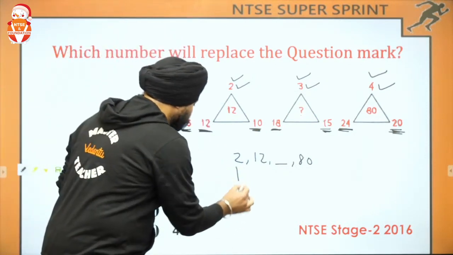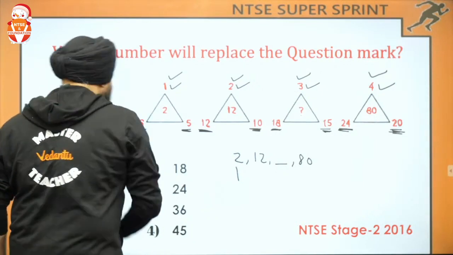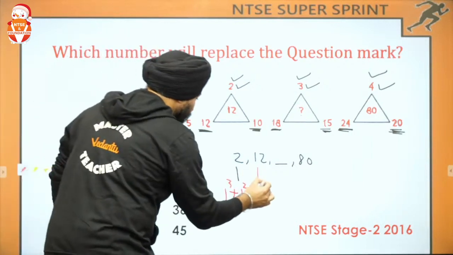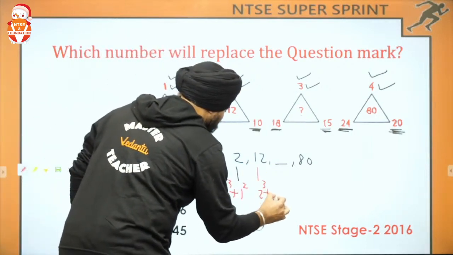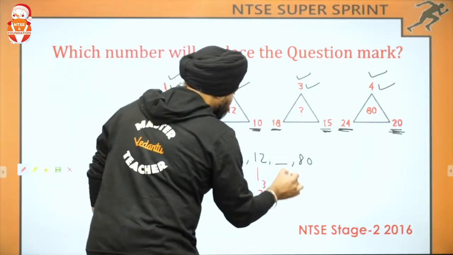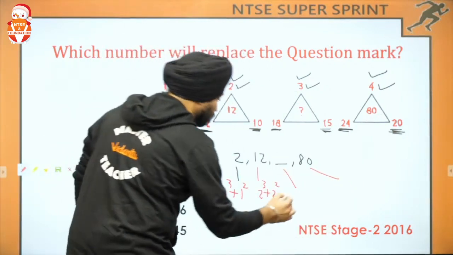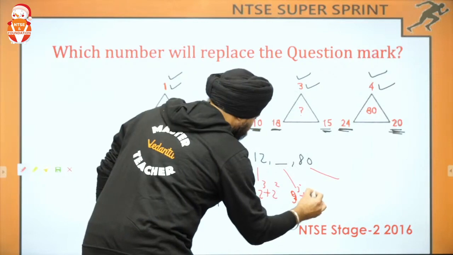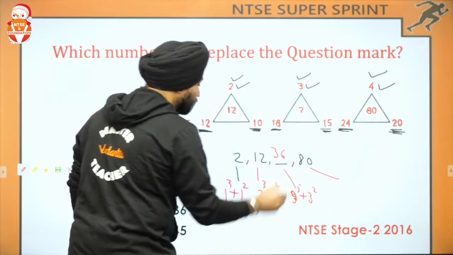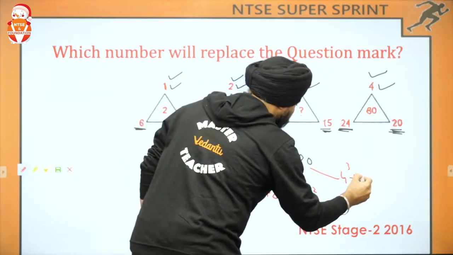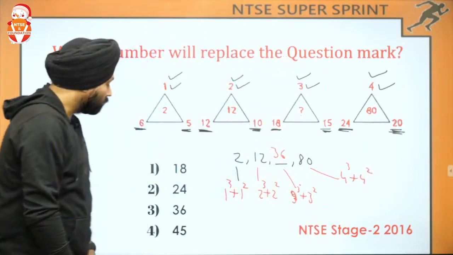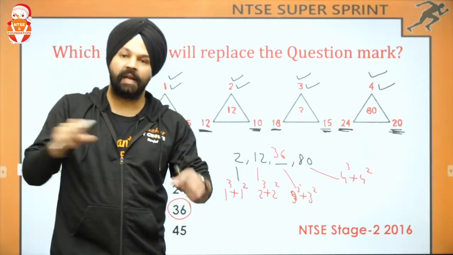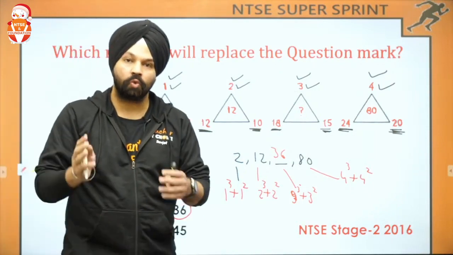So what is 2? It is 1 cube plus 1 square. What is 12? 2 cube is 8, 2 square is 4. Leaving this for a while, 80 has to be 4 cube plus 4 square, and the missing one is 3 cube plus 3 square, which means 36. So do I have 36 in the options? Yes, of course I have got 36 in the options. So that means the middle numbers are nothing but the addition of squares and cubes.